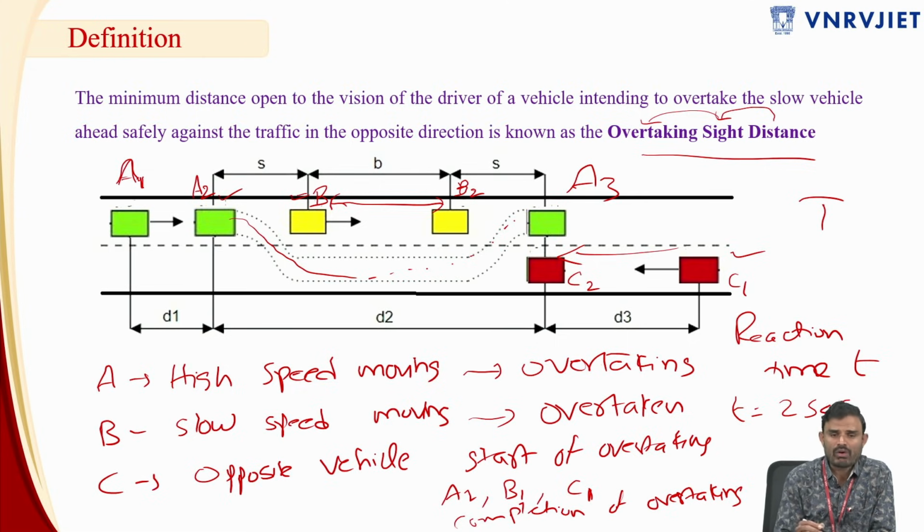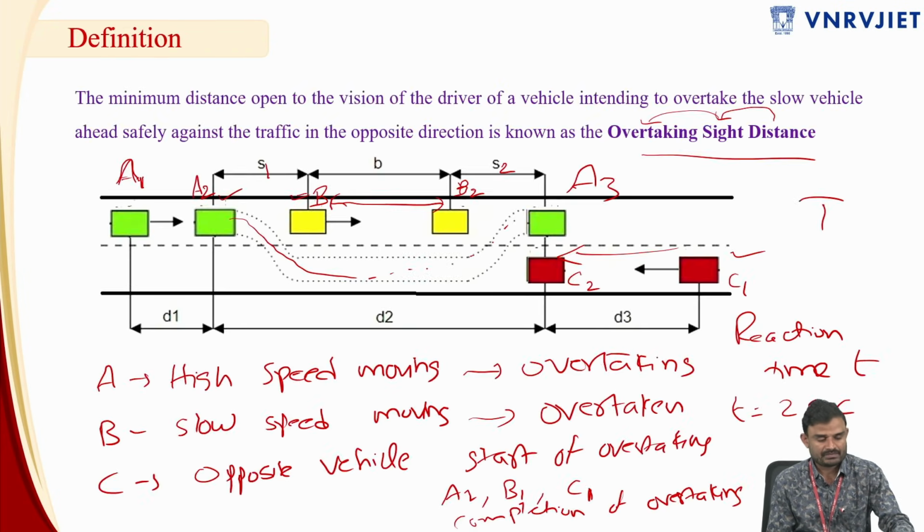And just before overtaking and after overtaking, we have to maintain some distance, the spacing between vehicle B and vehicle A. So this is represented as S. You can represent it as S1 and S2 if both are different. So that is the spacing. We cannot keep the vehicles back to back just before or after the overtaking. So these are the terminologies you need to be familiar with while discussing the overtaking sight distance.